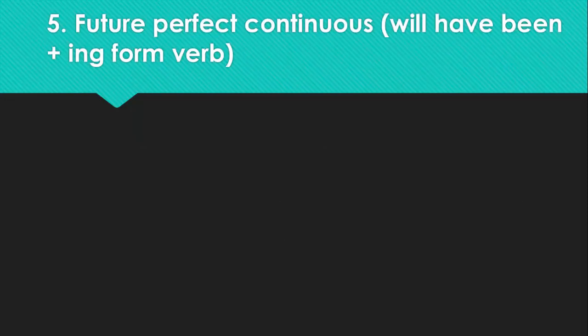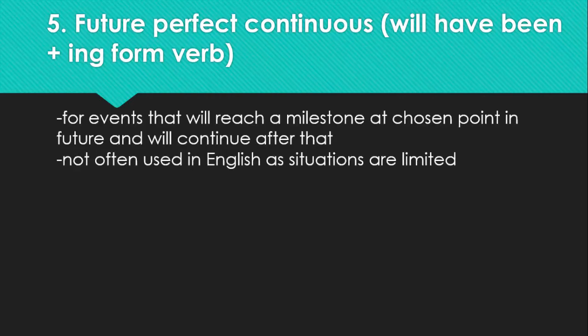The next tense is the future perfect continuous, the last tense that we can use to talk about the future. And this is a complex construction: will have been plus the ing form of the verb. Now then, we don't often see this in English, but we do use it for events that will reach a milestone, so a special anniversary at a chosen point in future, and they will continue after that point. So things that are in the process now, they will reach a special anniversary and then they will continue.